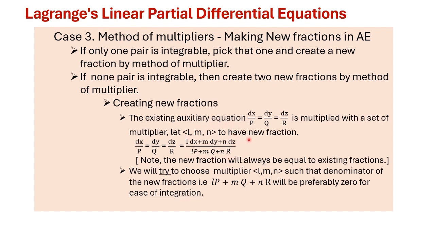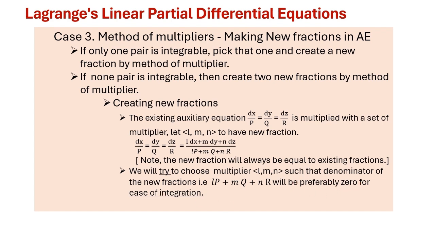So here we have to try to choose the multipliers in such a way that the denominator of the new fraction, that is LP plus MQ plus NR, will preferably be 0. This we do for ease of integration.